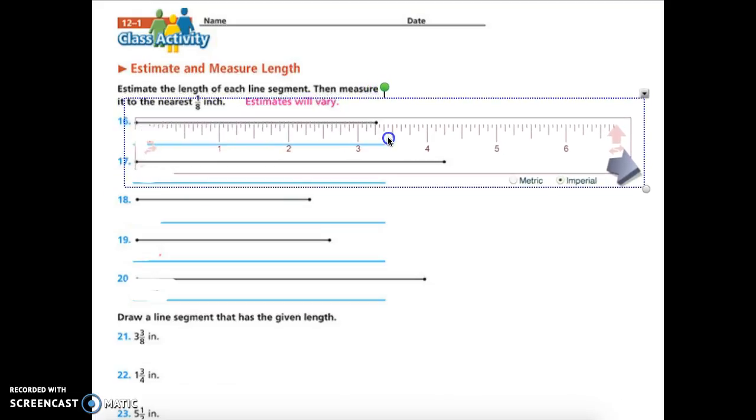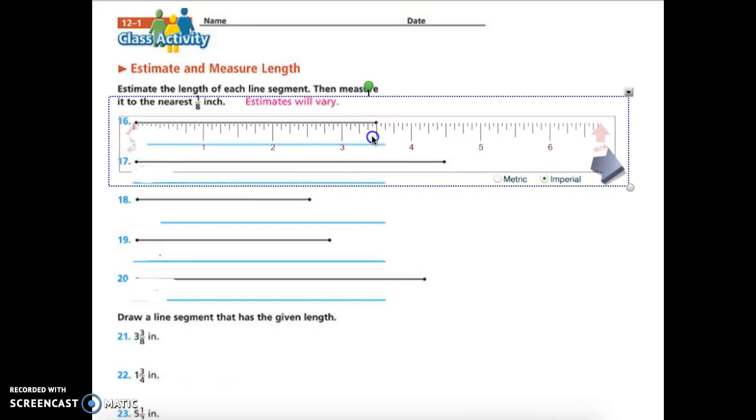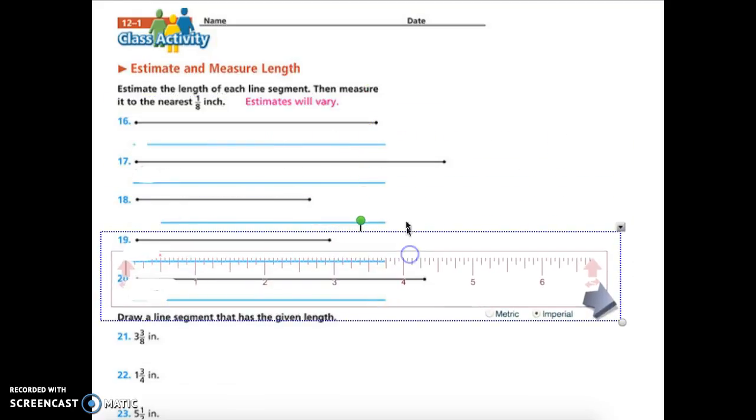So start right at the 0 here, and I am going to get that it's about 3 1/2 inches. So again, I count my inches: 1, 2, 3 1/2 inches. So I get about 3 1/2 inches. All right, go ahead and estimate this one on your own and see what you think.